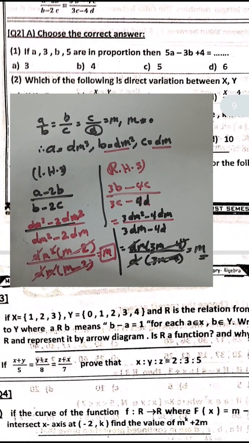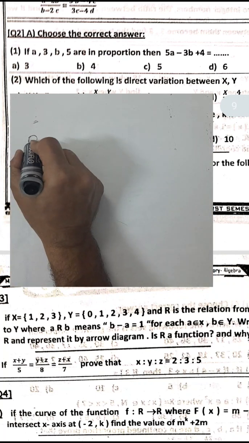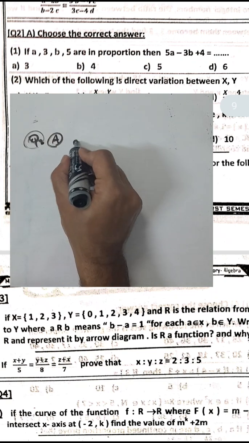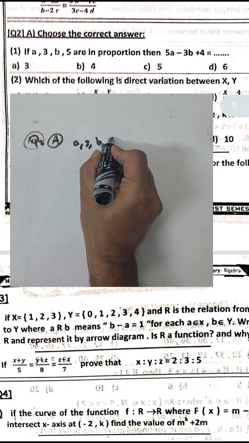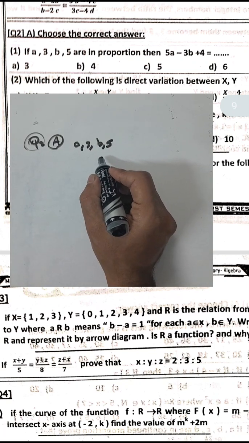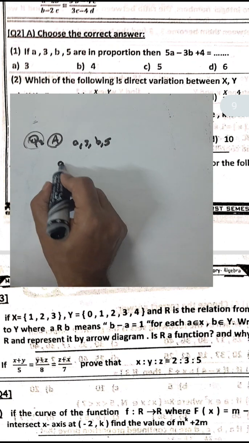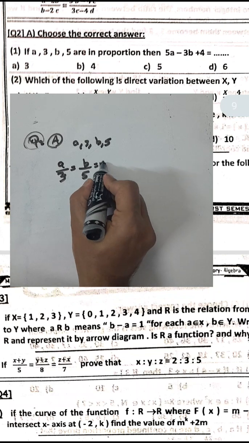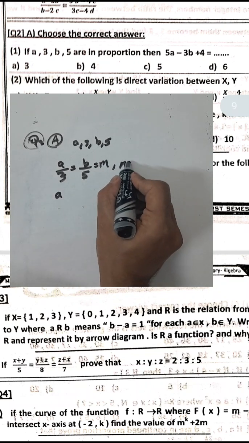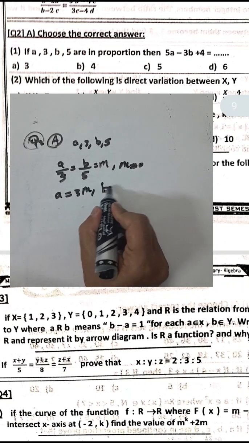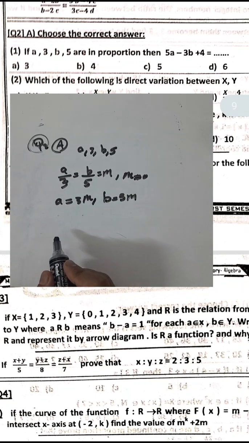Okay, question number 2, choose the correct answer. Letter A, if a, 3 and p, 5 are in proportion, then 5a subtract 3p plus 4 equals what? He gives us the proportion a over 3 equal p over 5. Then we can write a constant m, and m not equal 0, then a will be 3 multiplication by m, and p equal 5 product by m.